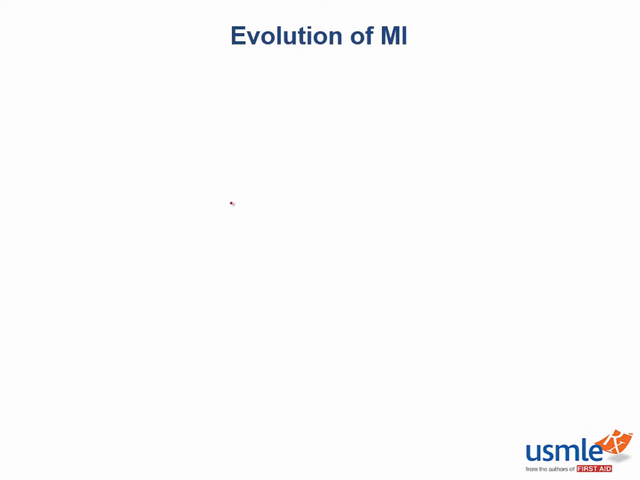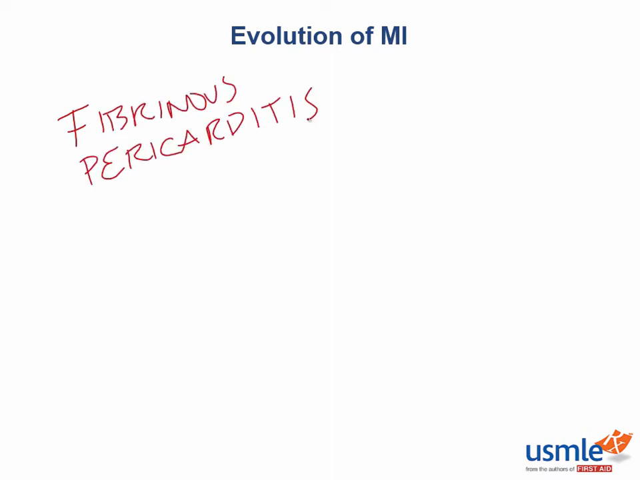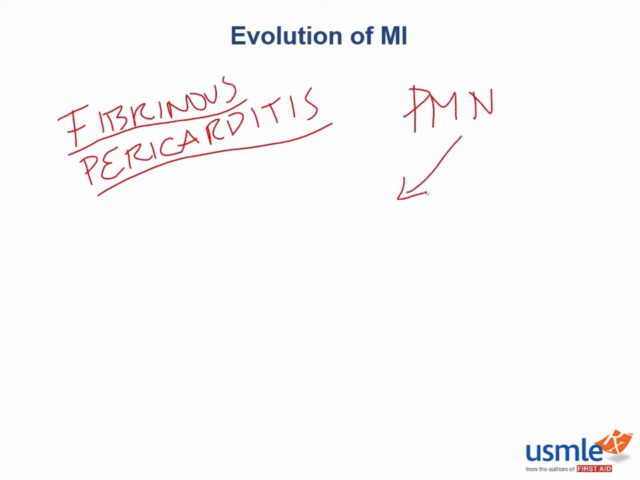So during this time period, we also have a new risk. We have a new potential complication of fibrinous pericarditis. So why are we at risk for fibrinous pericarditis? There's tons of inflammation mediated by these neutrophils. This inflammation can extend into the pericardium. This is the risk for fibrinous pericarditis.